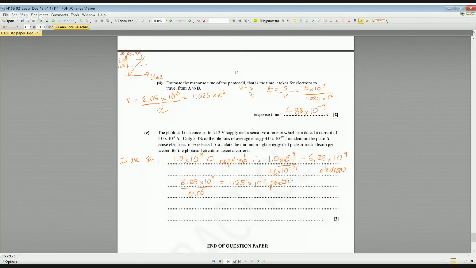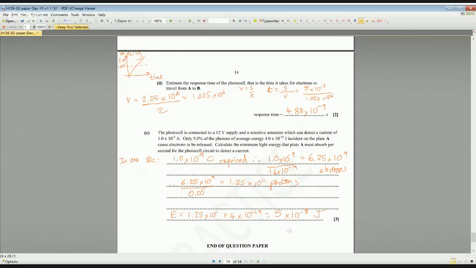And we're very nearly there. We know that each photon has an energy of 4 times 10 to the minus 19. So the energy required per second is going to be the number of photons, 1.25 times 10 to the 11, multiplied by the energy of each photon, that's 4 times 10 to the minus 19. And that gives us an answer of 5 times 10 to the minus 8 joules.